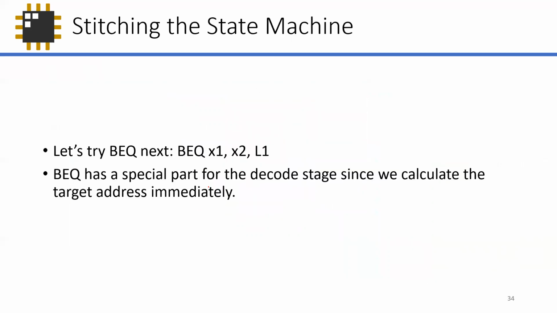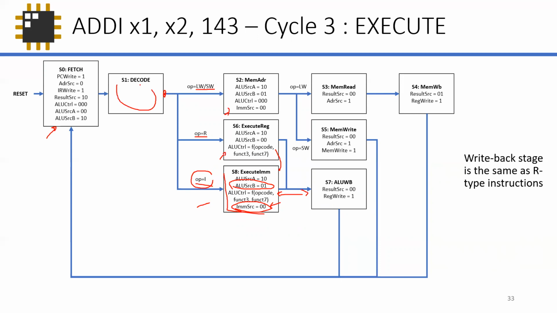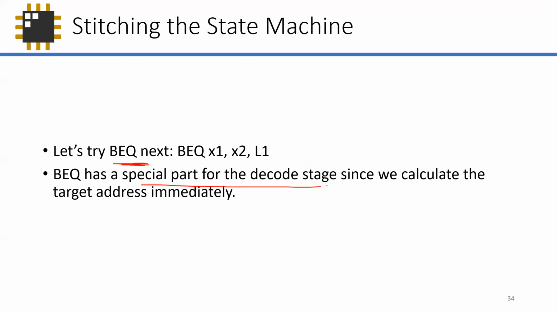We have one more thing, branching, so we'll try to do branching. This has a special part because if you noticed earlier, there's nothing in the decode stage. But from the discussion last time, which we'll go through again very quickly, during the decode stage we can actually compute the target address for branch instructions. So that's a special part in the decode stage, because we can compute the target address immediately.